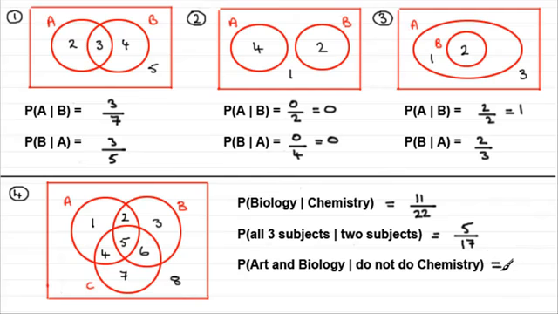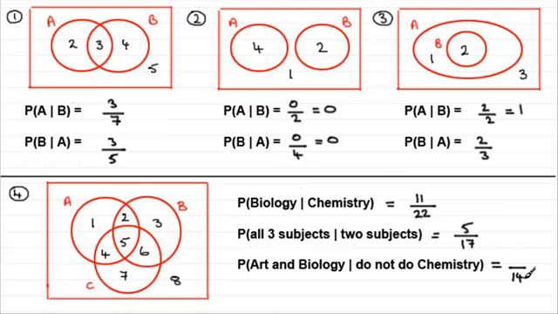And for this last one, what's the probability then that someone does art and biology given that they do not do chemistry? Well, if they do not do chemistry, that's going to be the people outside of C. And that's going to be the 1 person here, these 2 people, these 3 people, and these 8 people. Okay, 1, 2, 3 and 8. They're the number of people that do not do chemistry. So if you add 1, 2, 3 and 8, that comes to 14, and that's your denominator here, 14.